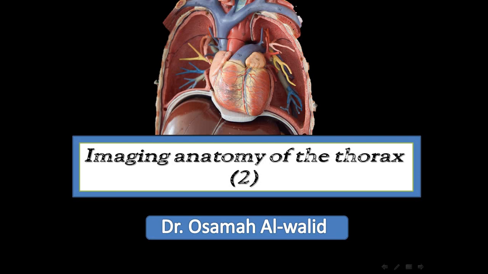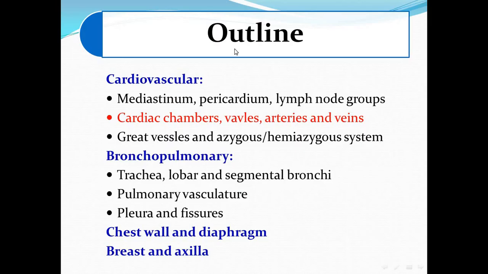Welcome again to our second section of imaging anatomy course. Our second section is the imaging anatomy of the thorax. In the previous lecture, we have discussed the mediastinum, the pericardium, and the lymph node groups of the mediastinum. So today we will be discussing the cardiac chambers, valves, arteries, and veins. So it's mainly the heart and the vasculature of the heart, including the coronary arteries and the cardiac veins.